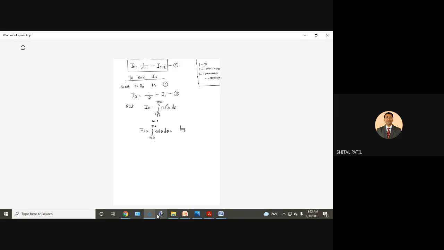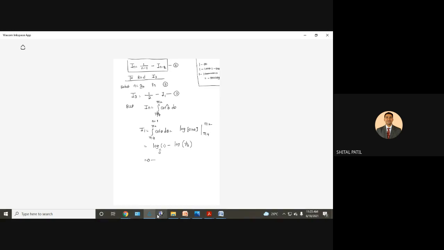So the integration is log of, what is the integration of cot theta? Cot is cos by sin. So log of sin theta, absolutely. Limits are pi by 4 to pi by 2. Upper limit is pi by 2, so log of sin of pi by 2. Sin of pi by 2 is 1, minus log of sin of pi by 4, that is 1 upon root 2. Okay, log 1 is 0 minus.